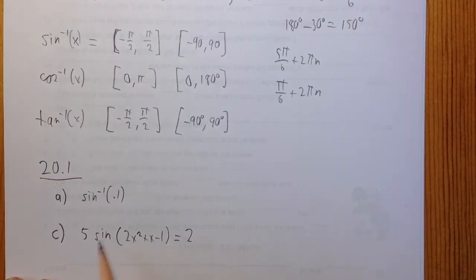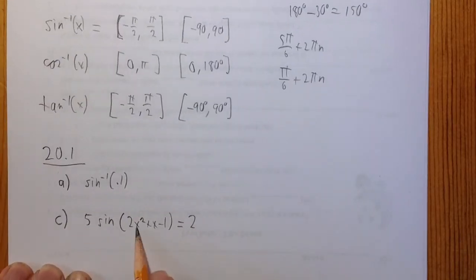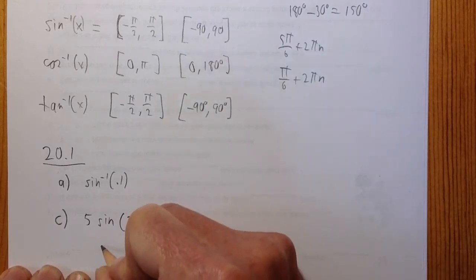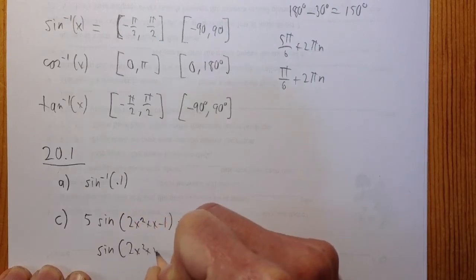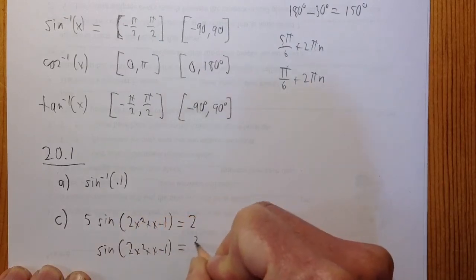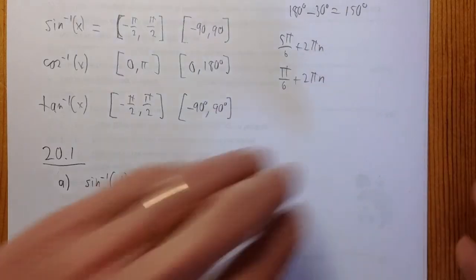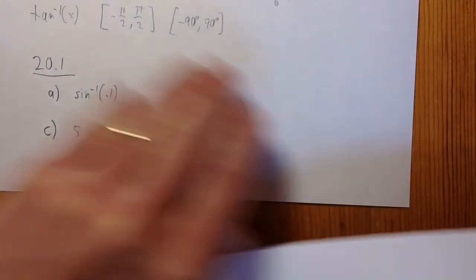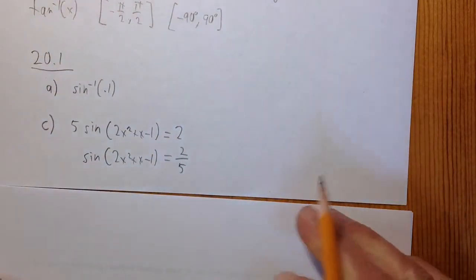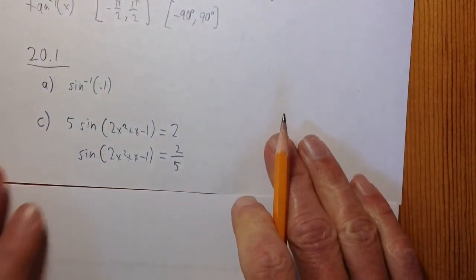Okay, so let's see. First, we want to solve for x here. So we're going to put the 5 over there, and I'm going to run out of paper, but oh well. So sine of 2x squared plus x minus 1 equals 2/5. And I need another piece of paper.